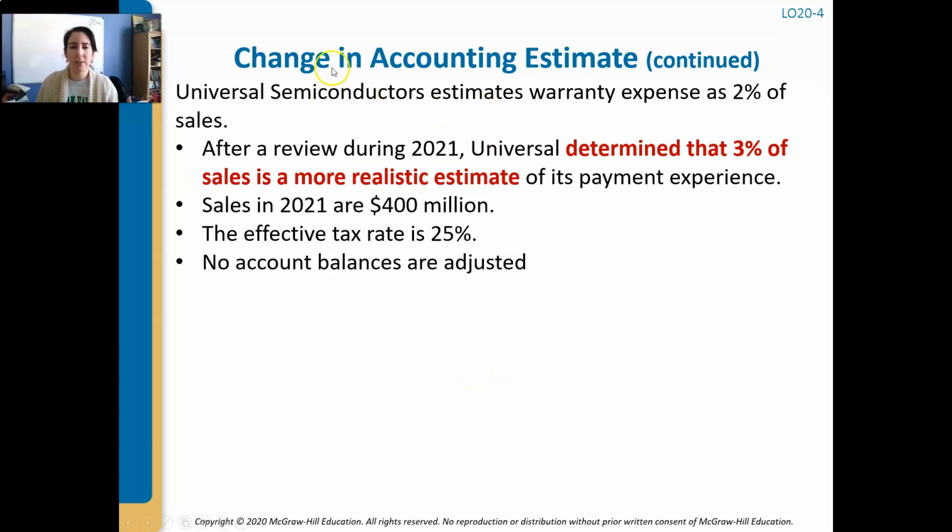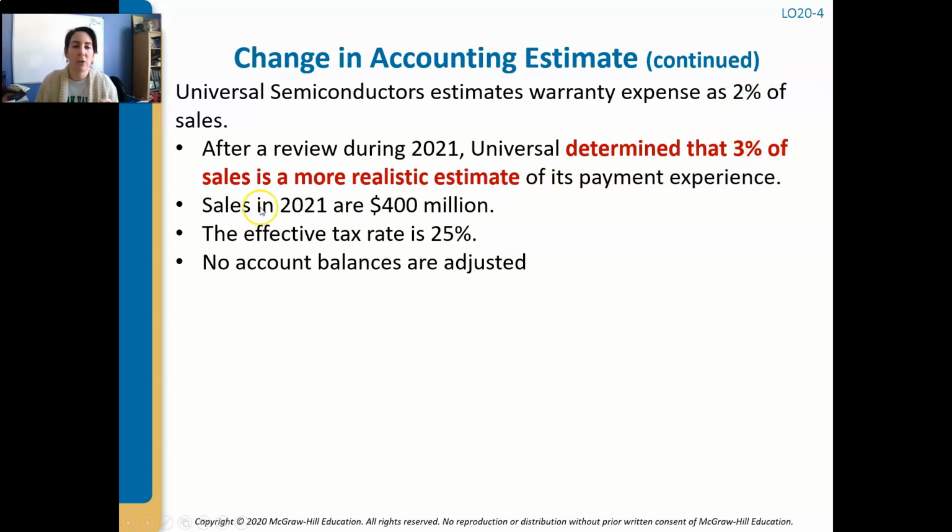One of the examples they give you in the book is changing an accounting estimate for warranty expenses. How do you know? You're guessing on these things. You're assuming how many people are going to turn around and use their warranty. How would you know? So the idea is, what if the company determined they'd been using a 2% warranty expense and they determined that 3% is more accurate?